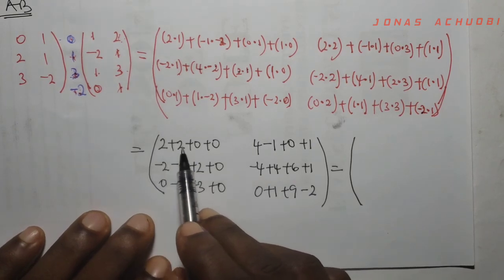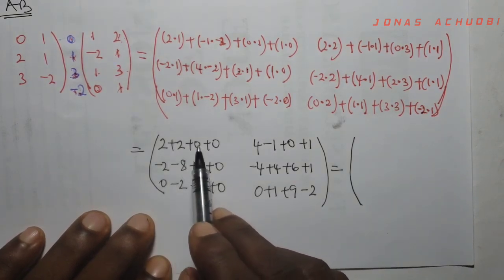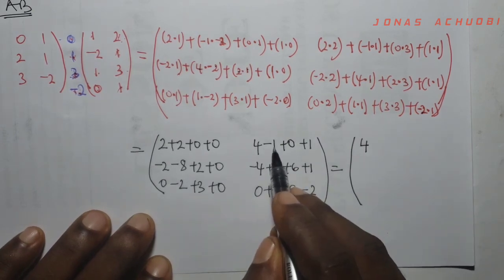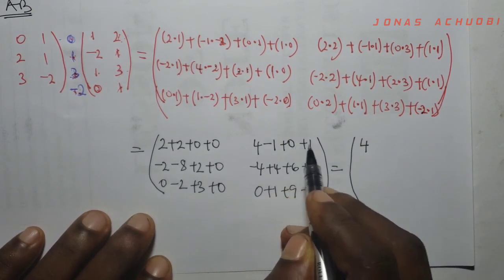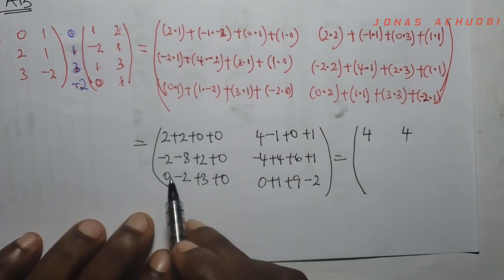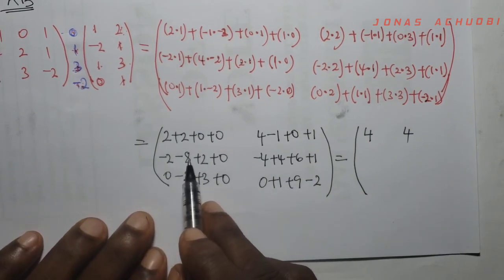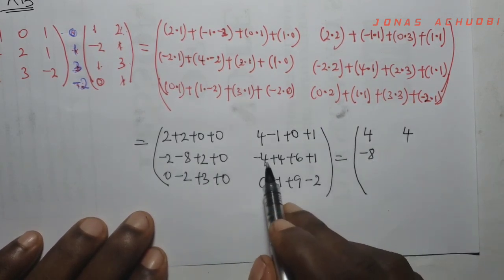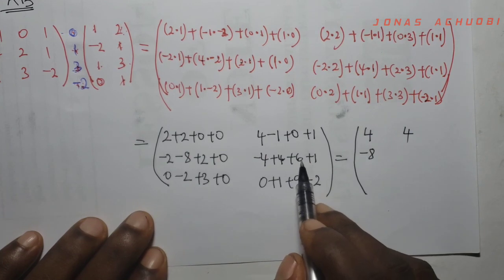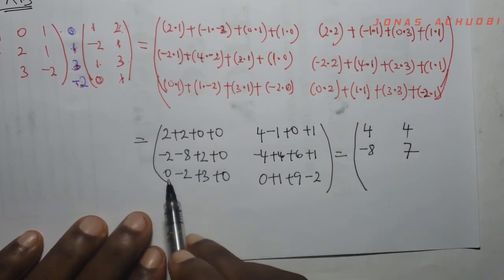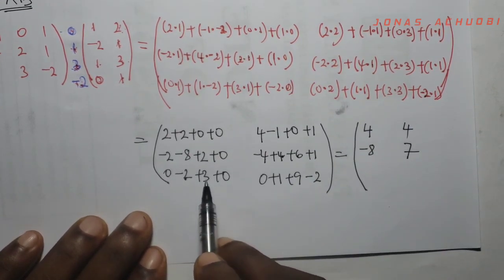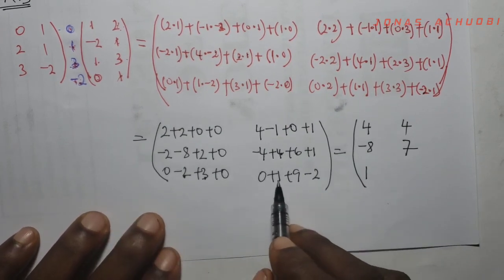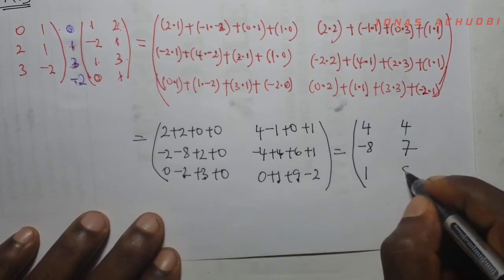So 2 plus 2, 4. 4 plus 0, 4 again. So we have here 4. 4 minus 1, 3. 3 plus 0, 3. 3 plus 1, 4. Minus 2 minus 8, minus 10. Minus 10 plus 2, minus 8. Minus 4 plus 4, 0. Plus 6, 6 plus 1, 7. 0 minus 2, minus 2. Minus 2 plus 3, 1. 1 plus 0, 1. 0 plus 1, 1. 1 plus 9, 10. 10 minus 2, 8.